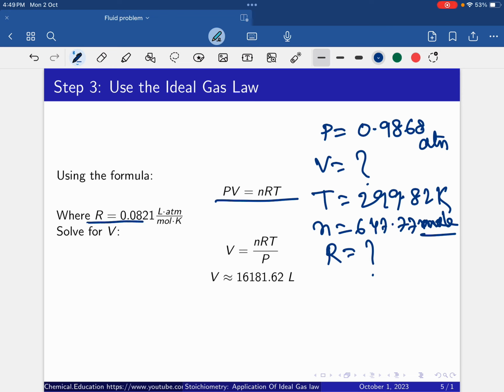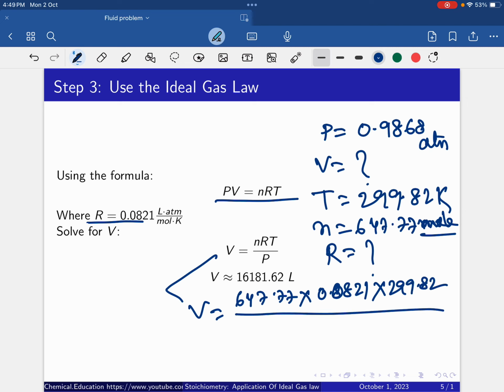So now if we put all these things, V is equal to 647.77 into 0.0821 and then T 299.82, divided by P 0.9868. So ultimately we will get that the volume is 16181.62 liter.